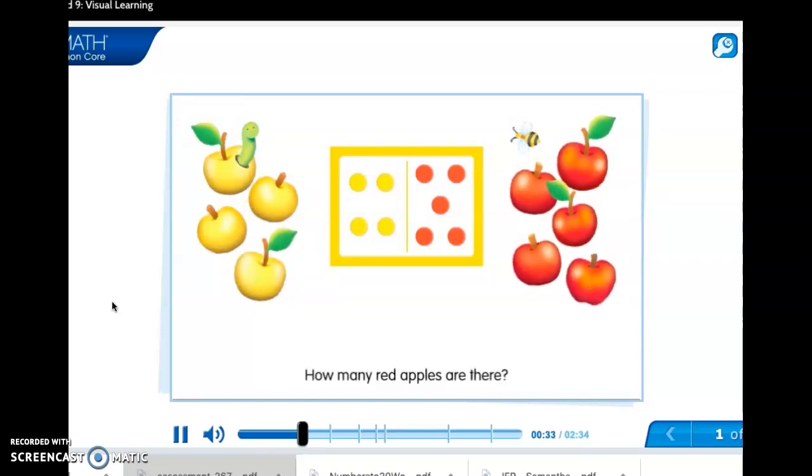How many red apples are there? There are 5 red apples. How many red counters do you see? There are 5 red counters.